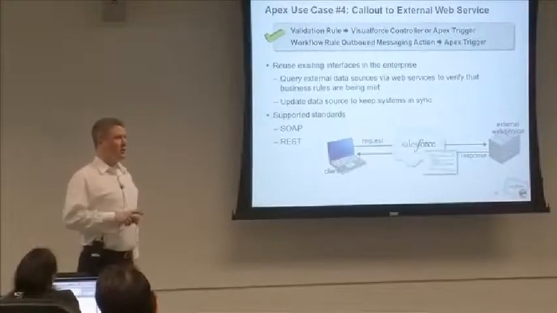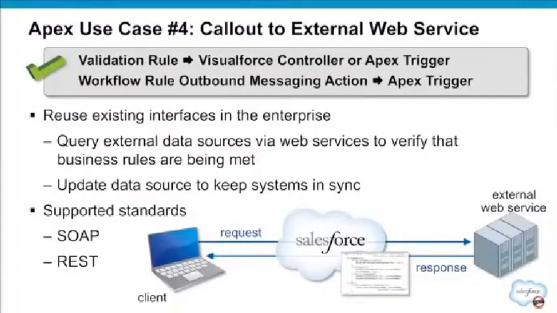We want to do a callout to an external web service. If we want to call one of your web services, so let's say you're a customer and you have an SAP system, you have an integration server, whatever the case may be, if we want to call that web service, the mechanism by which we do that is Apex. So we can query external systems, we can update them, we can do a SOAP callout, we can do a RESTful callout, but Apex is the mechanism that we use for callouts.